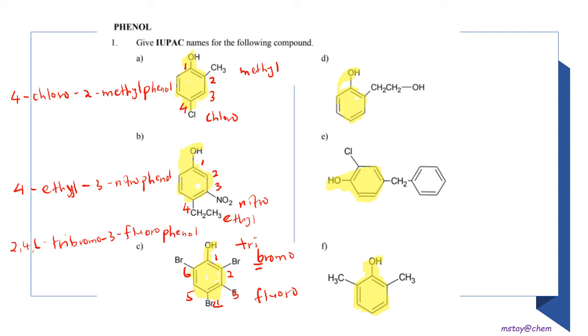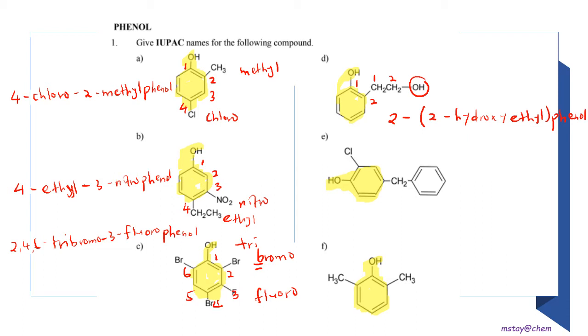Next, continue with structure D. So carbon 1, carbon 2. This substituent consists of 2 carbon, and then the second carbon consists of the hydroxyl group. So this one will be known as 2-hydroxyethylphenol.